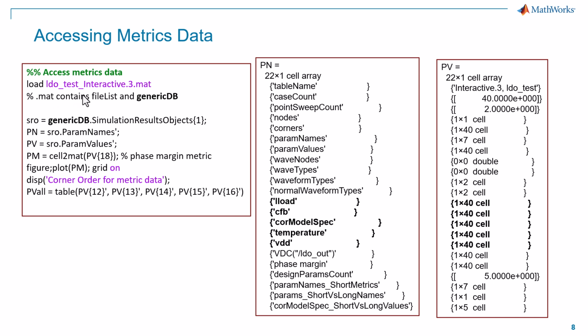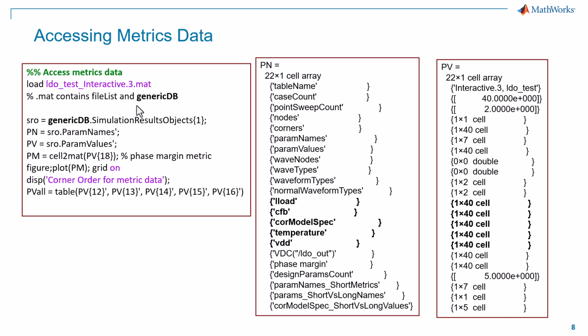What you'll find is there are two variables stored in those files. There's a file list, for accessing the waveform data, and there's generic DB, for accessing the metrics data. Both of these variables, you can think of them like keys. They're keys which tell you about the data. So file list didn't hold the waveform data. It told you where the waveform data was stored. Generic DB also has that capability. It actually does both. It tells you something about the data, but it also holds the data itself. So it's kind of a one-stop shop in that sense.